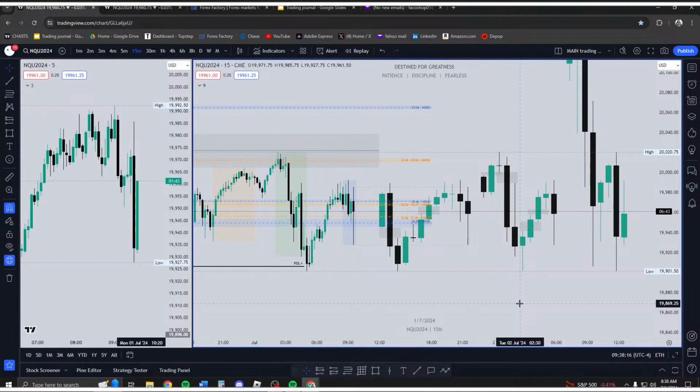So like I said, I'm still going to elect to wait for the candle closure. We still have about 22 minutes left, so let's just be patient here.